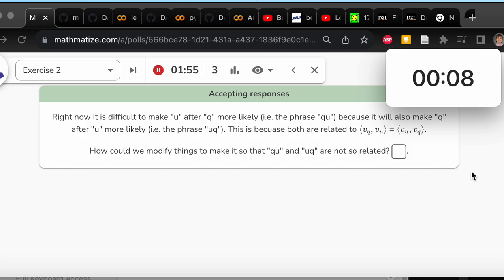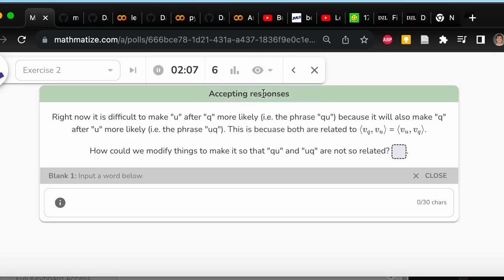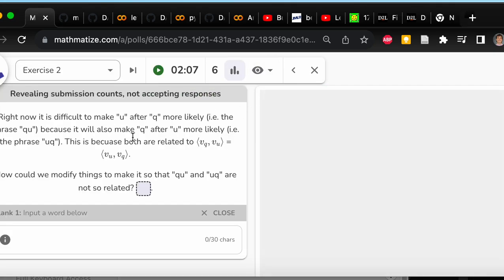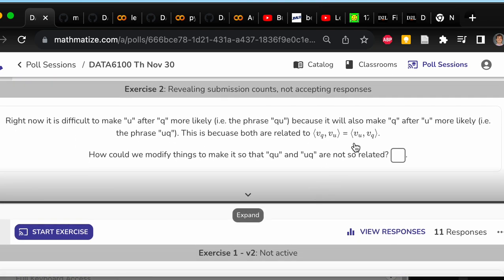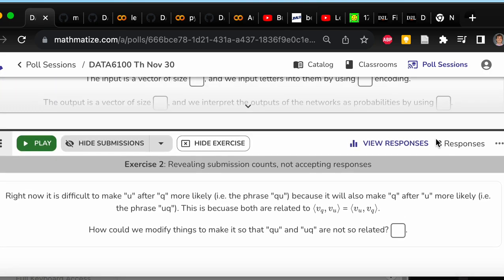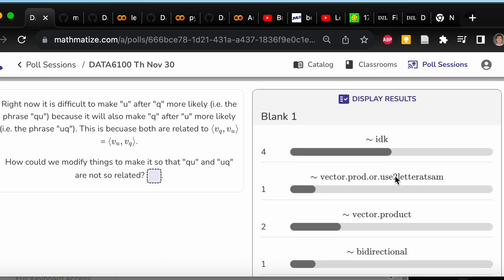10 seconds left. We have two ideas. It's okay if you don't have an idea for this. We're looking for just different ideas. All right, let's take a look. Very curious what people said. Few responses, okay.